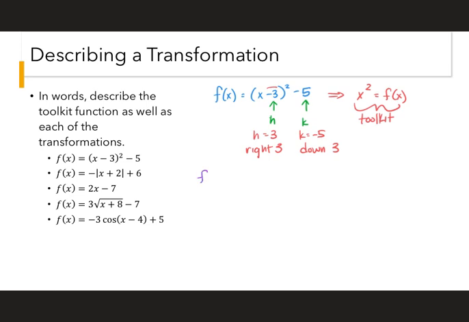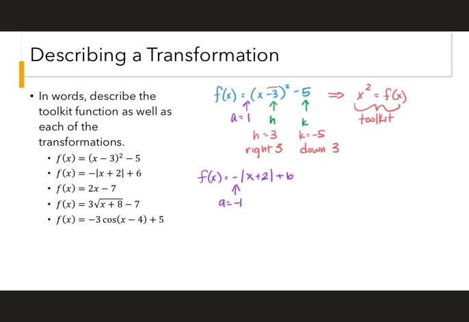F of x is negative absolute value of x plus 2 plus 6. A is negative 1. If there's no negative sign here, A is just positive 1, and if A is positive 1, it doesn't do anything. So we often just kind of skip over it, like I did in the last example, because a positive 1 doesn't change anything. So it's not going to do anything in terms of transformations.